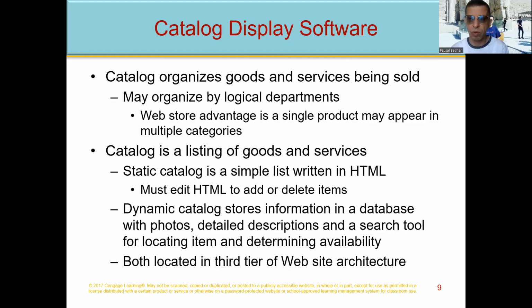Then you have dynamic catalogs, which store information in a database with photos, detailed descriptions, and a search tool to locate items and determine availability. That could be located in the third tier of the website architecture.